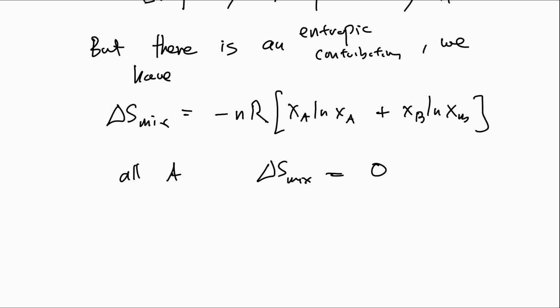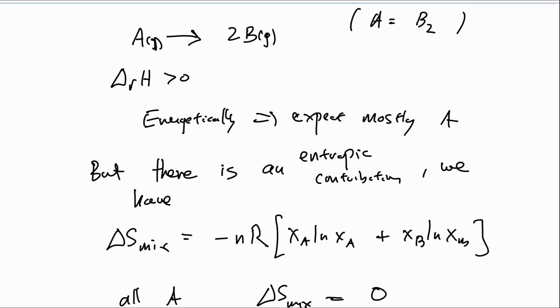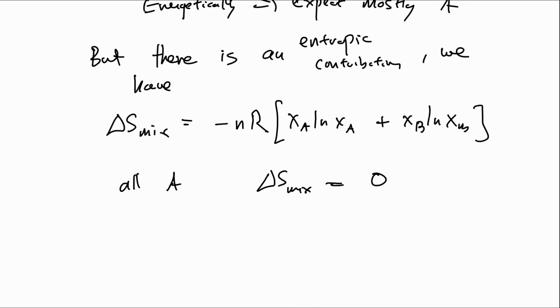Like if you have all A to start with, you get no entropic contribution. But if I take the A and convert it to B, now I've got mole fractions that are less than 1, and I get a positive entropy of mixing because there's a minus sign out front. Now to actually calculate it, we'd have to be careful, because that N out front, everything depends on the degree of advancement, right? And so for every mole of A I lose, how many moles of B do I make? 2, okay? So you have to do the bookkeeping right.